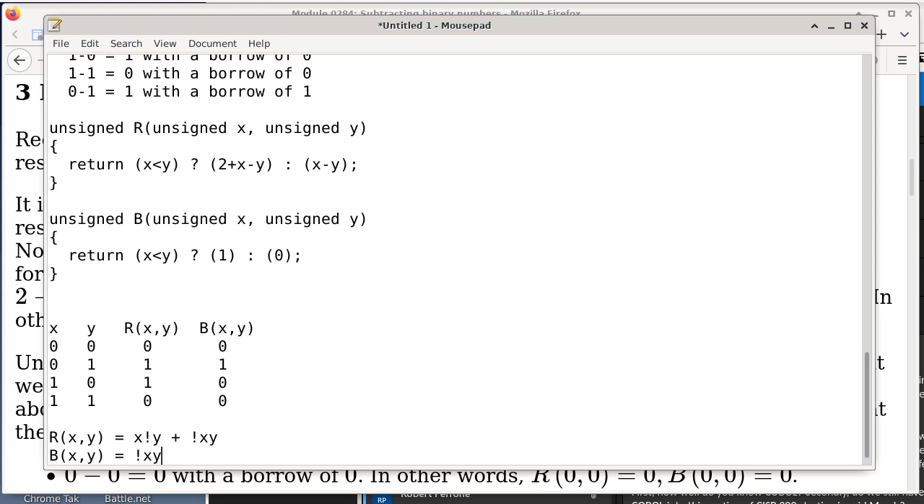Okay? So compared to addition, it's not quite as neat, because addition doesn't have this negation of x. It's just x and y to calculate our carry. But for borrow, we have to negate x first before we and it with y. But nonetheless, it is still not too big of a deal, because it's just one additional negation for x.